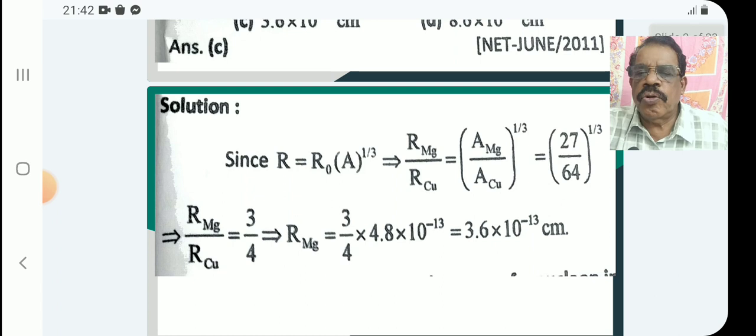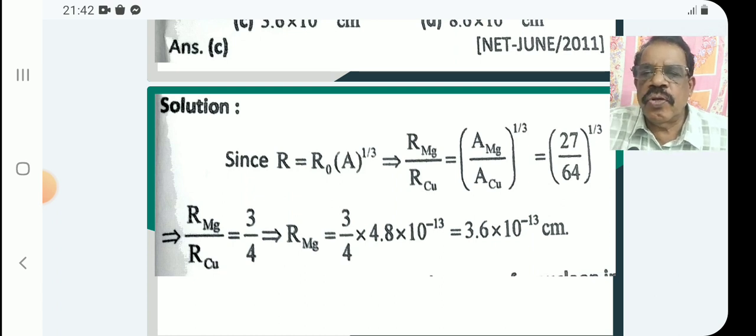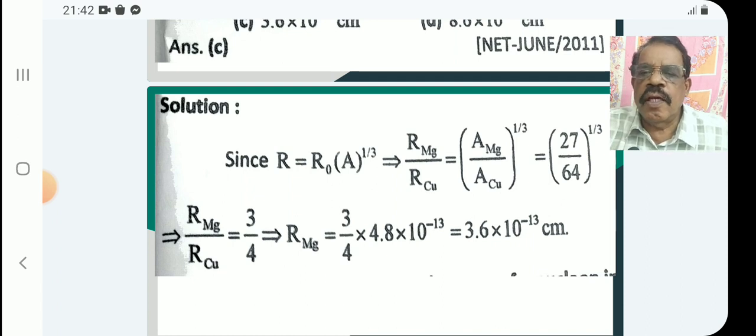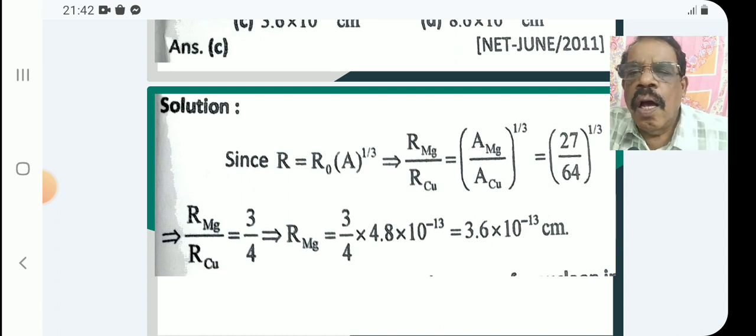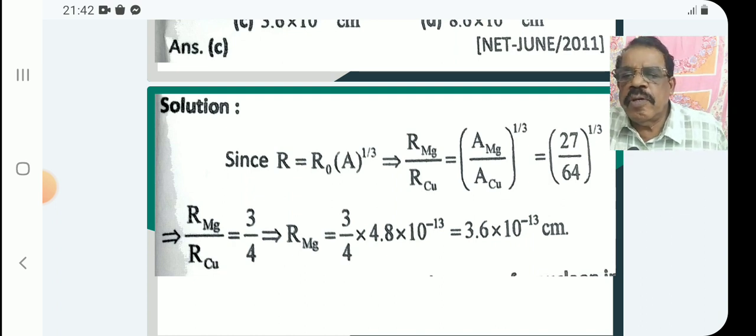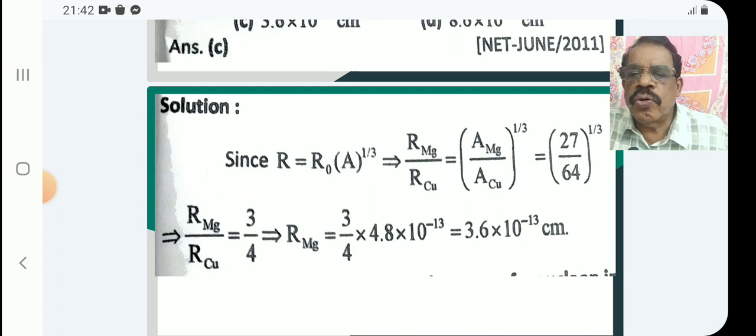The empirical formula for nuclear radius is R is equal to R0 A raised to 1 by 3. R0 is a constant, which is 1.3 Fermi, and A is the mass number. When we apply this equation in two cases, that is for R magnesium and R copper, we get the ratio as A magnesium by A copper raised to 1 by 3, the constant R0 will cancel. That is 27 by 64 raised to 1 by 3. Therefore, R magnesium by R copper is equal to, the cube root is 3 by 4.